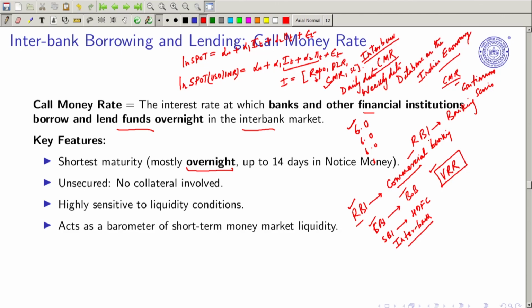So let's come back to the call money rate. Call money rate is the interest at which banks and other financial institutions borrow and lend funds overnight in the interbank market. It is the shortest maturity, but it can go up to 14 days. So overnight and up to 14 days. If it is for 1 day or 2 days, then it is called notice money.